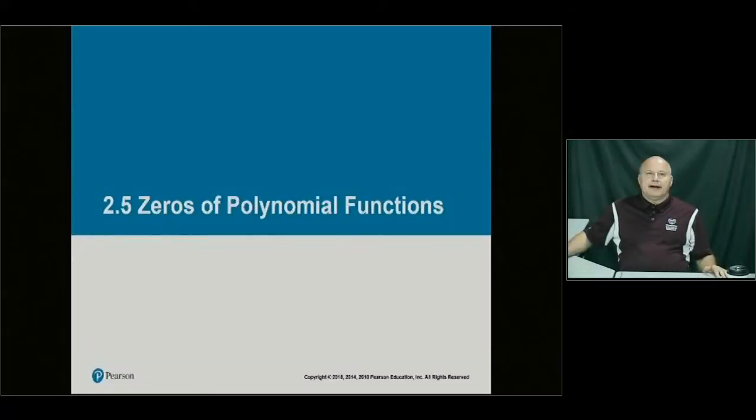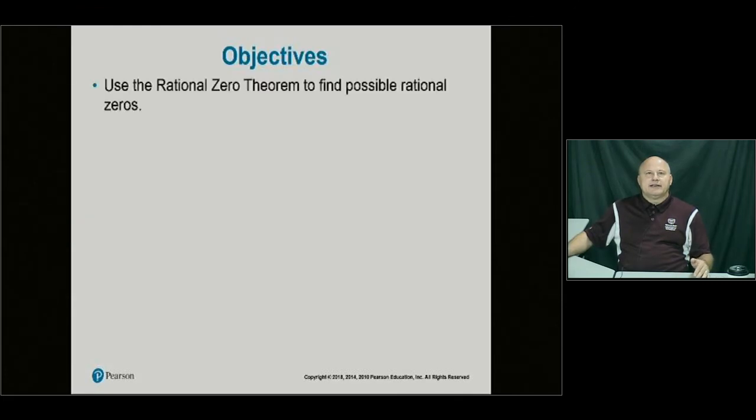Hello, here we are in zeros of polynomial functions, section 2.5. We're getting a little deeper into the polynomials now, and we're trying here to find the actual zeros, because when we're graphing them, we might want to find where the x-intercepts are. If you find the zeros, you found the x-intercepts. Okay, so let's begin with our objectives.